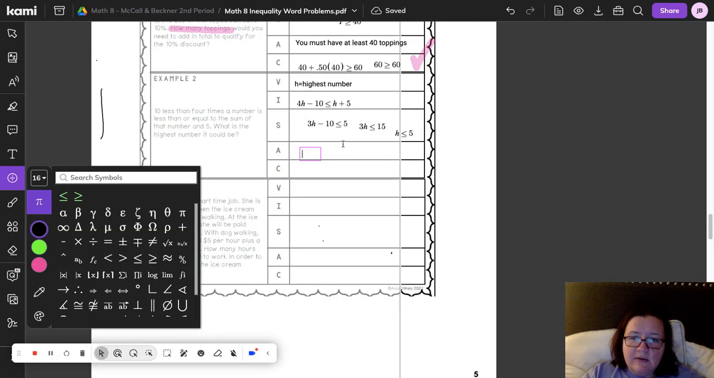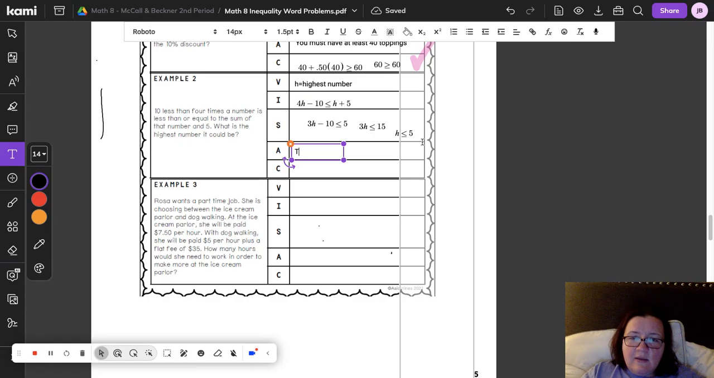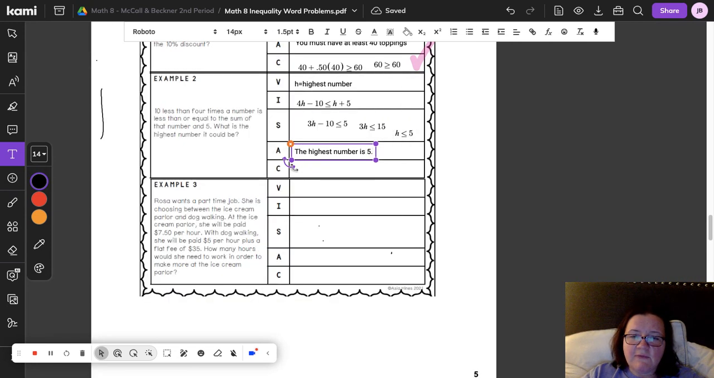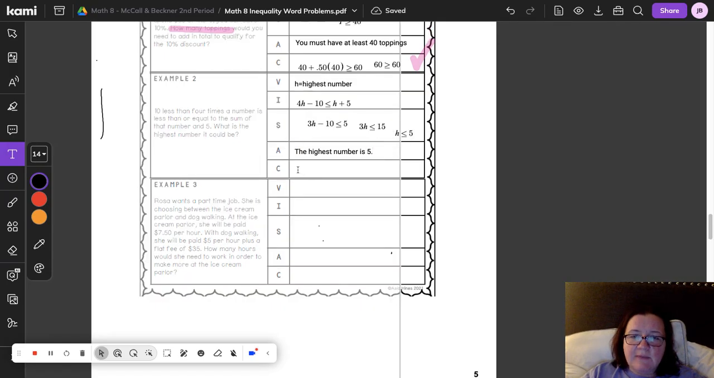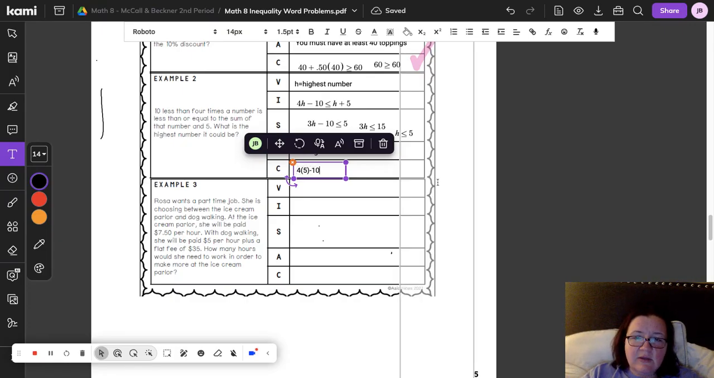The highest number, oops, let's make a little text box. There we go. The highest number is 5. We talked about how it's less than or equal to 5, which means it could equal 5. So let's check it. Let's plug it in. We're going to put 4 times 5 minus 10. We're going to see if that's less than or equal to 5.